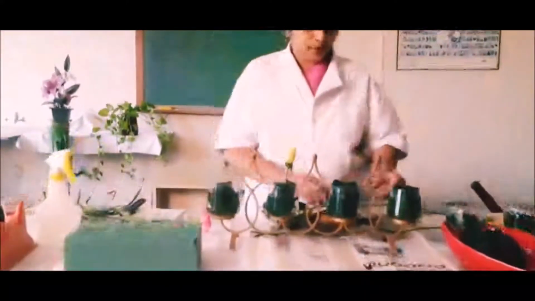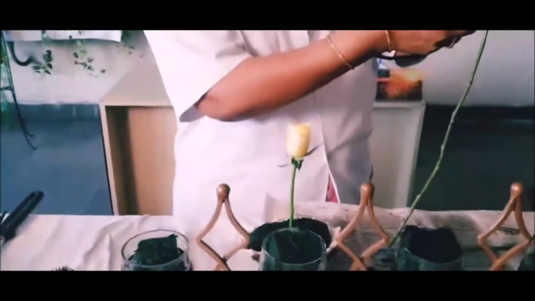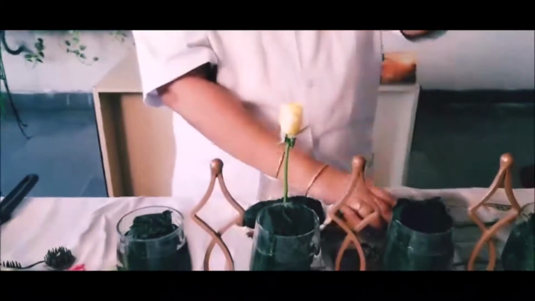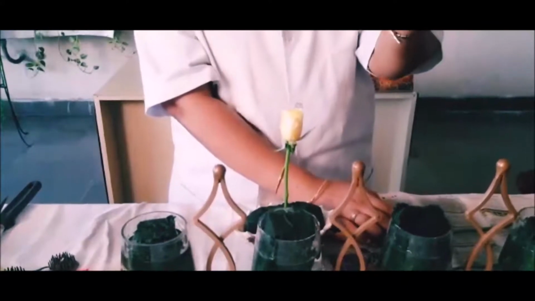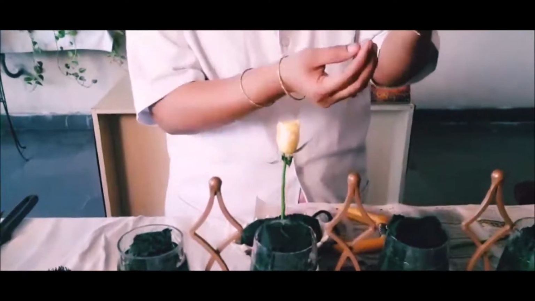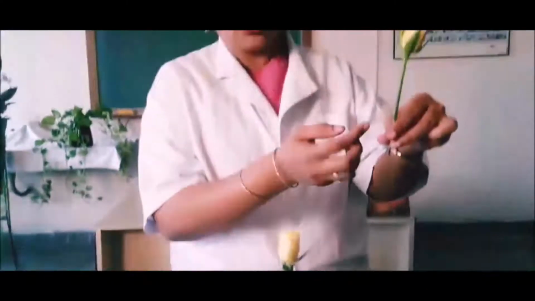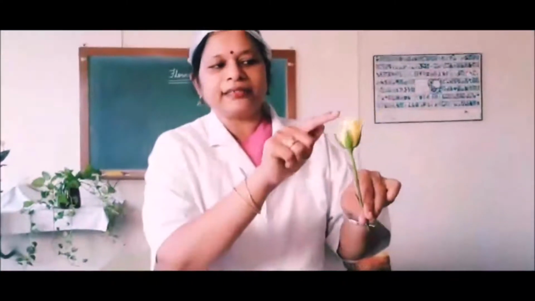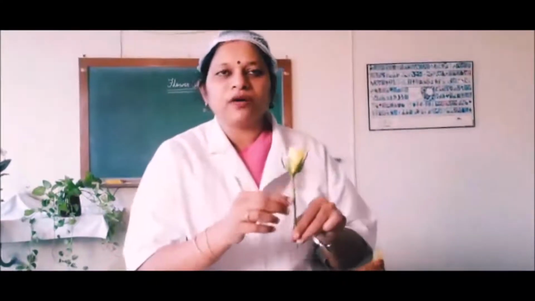One important point to be kept in mind: always, the flowers should be cut in a crisscross direction. The idea of cutting the flower crisscross is that it allows the water to go into the stem and reach the tip of the flower, so that the flower will last longer.